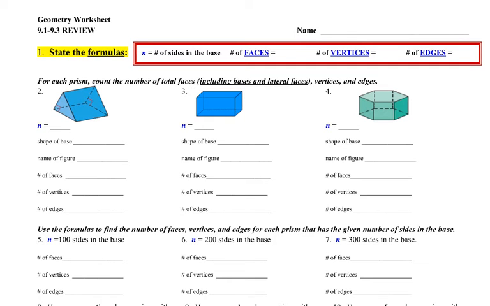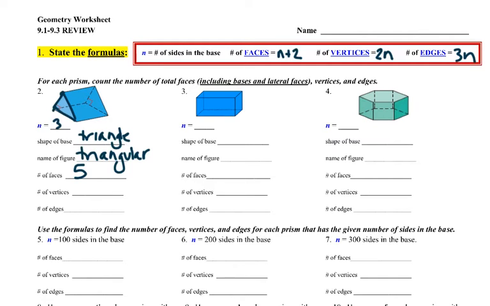Okay, so here we are going over 9.1 to 9.3. We know our formula. If n is the number of sides in the base, n plus 2 is the number of faces, 2n is the number of vertices, and 3n is the number of edges. So we want to look at each one and say, hey, this is a triangle base. Since this is a triangle base, this makes this a triangular prism. Triangular prisms have 5 faces, 3 around the side plus the 2 bases.